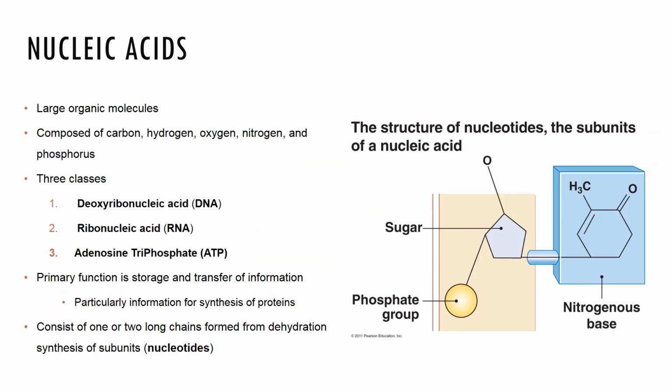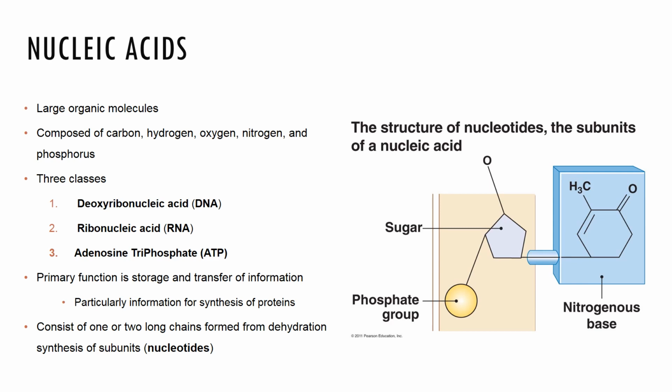Nucleic acids are the final category of compounds, organic compounds, that we're going to discuss. And nucleic acids are our DNA, RNA, and ATP. Our DNA and RNA are the largest molecules in the body. They contain carbon, oxygen, hydrogen, nitrogen, and phosphorus. The building blocks are the nucleotides, which is composed of a nitrogen-containing base, a pentose sugar, and a phosphate group, as shown in the diagram.